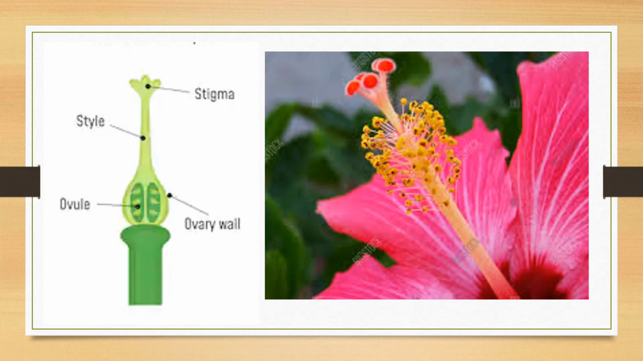placenta. From the ovary, the extension that originates is called the style, and then at the tip of the style, the stigma.